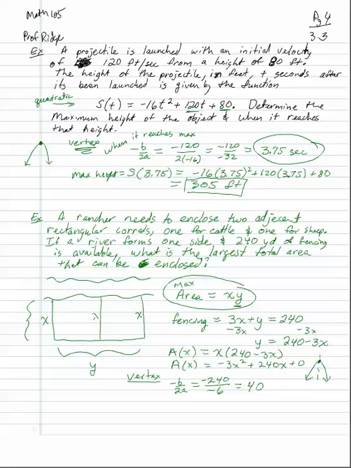And then, they want to know what's the maximum area. So they're asking for the k value of the vertex. So this is going to be our maximum. It's going to happen when x is 40. So we're going to plug in 40 into that formula. Negative 3 times 40 squared plus 240 times 40. So that's going to be 4,800, and these were yards, so they'll be square yards. So the maximum area is 480 square yards.